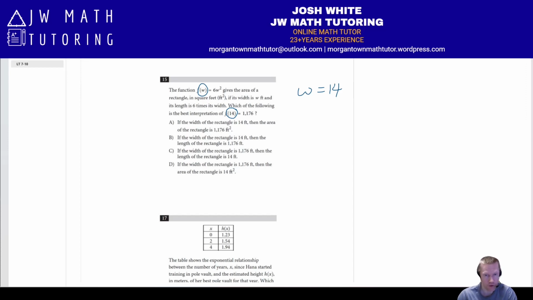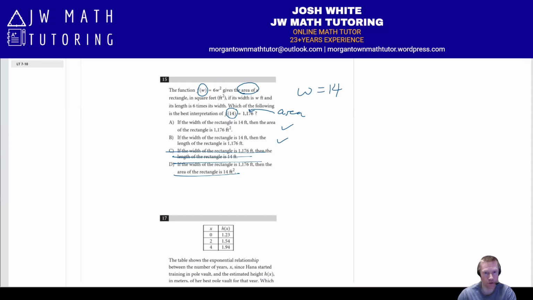So as we're looking through our answer choices, we need the width of the rectangle to equal 14. That's true for A and B. It is not true for C and D, so get rid of those. Then the number that it's equal to, i.e. the output of this function, well, it says here the function f of w gives the area. So that means that this number, this 1176, is an area.